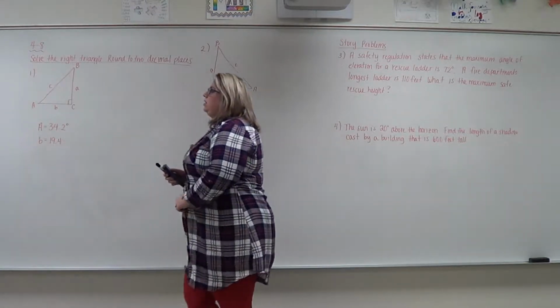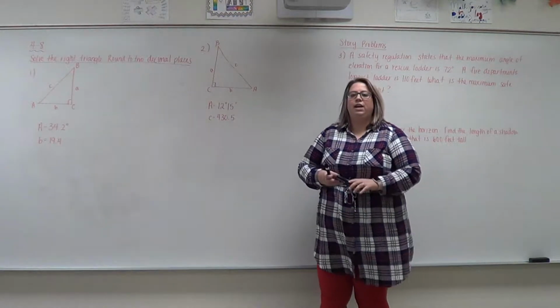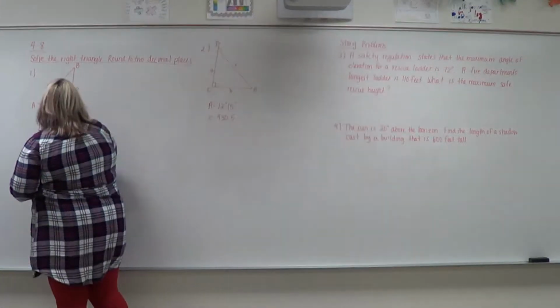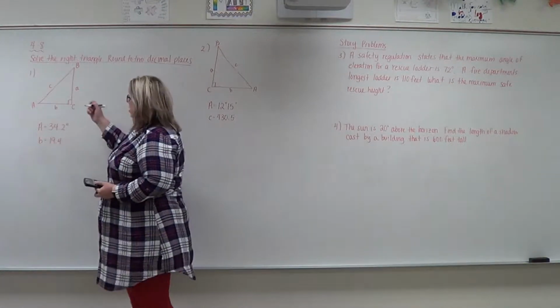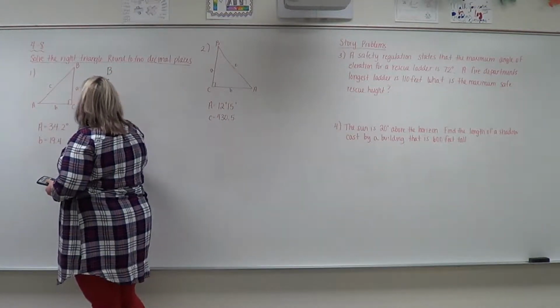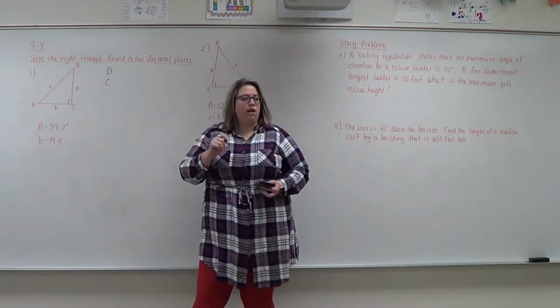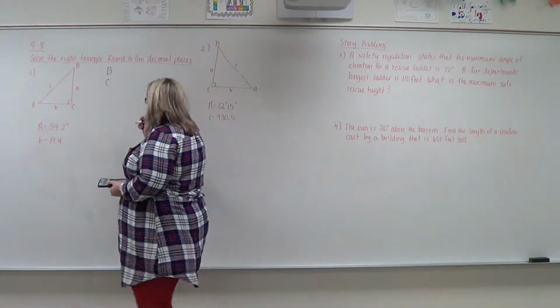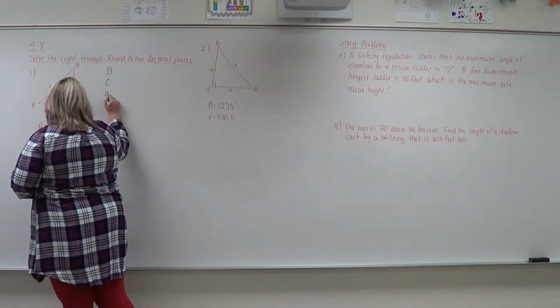Okay, so when it says solve the right triangle, you're finding all the missing pieces. If this is what I'm given, then my missing pieces are big B, big C. The big capital letters stand for angles, lowercase stand for sides. Then I also need side A and side C.